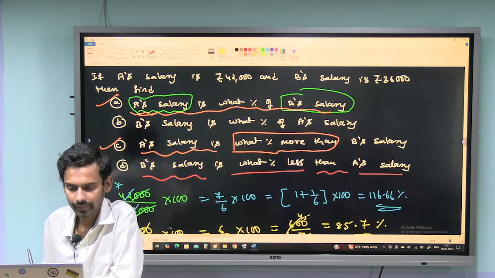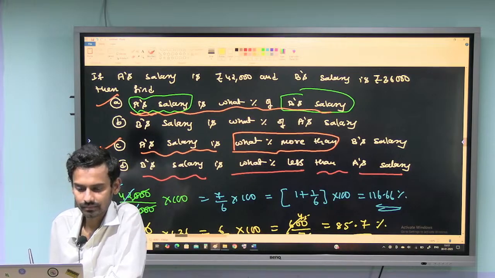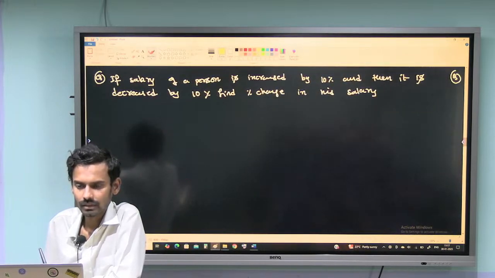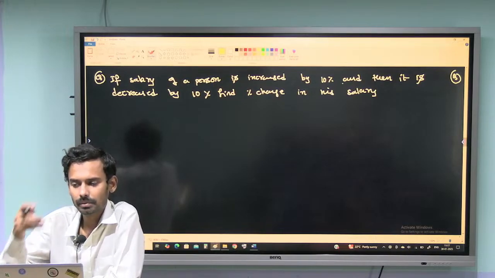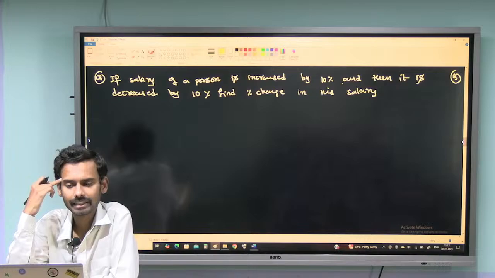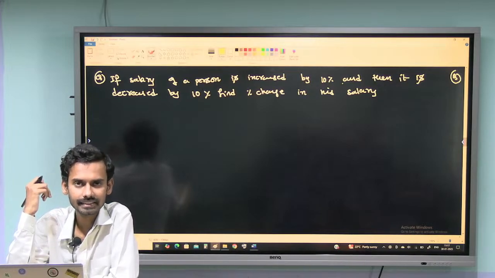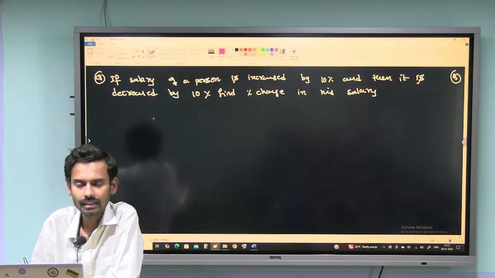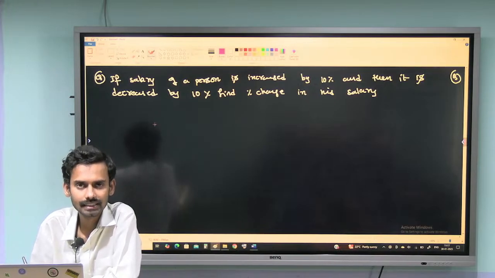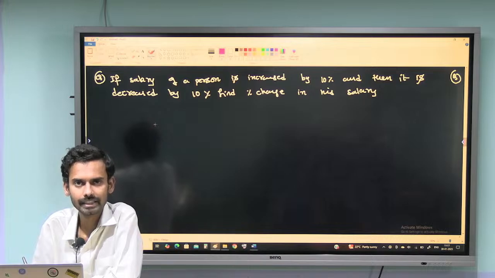Okay. Coming to the next type of questions. The question will be like this. If salary of a person is increased by 10% and then it is decreased by 10%, find percentage change in salary. Just by reading the question, we may feel that the answer is 0% as I am increasing it by 10% and then decreasing it by 10%. But it will not be the case.